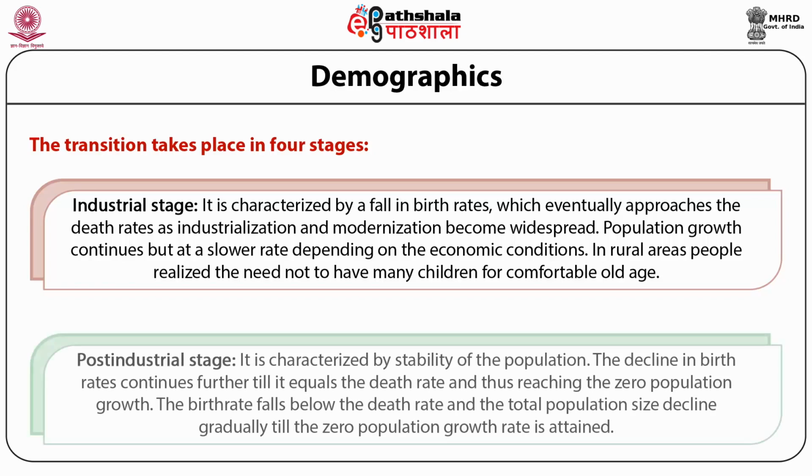The fourth is the post-industrial stage. This is characterized by stability of the population. The decline in birth rates continues further till it equals the death rate and thus reaching zero population growth. The birth rate falls below the death rate and the total population size declines gradually till zero population growth is attained. It is estimated that 38 countries of Europe containing about 13% of the world population have entered this stage.